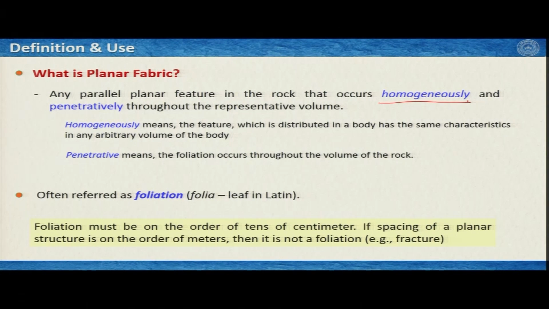To specify these 2 terms in particular, homogeneously means the feature which is distributed in a body has the same characteristics in any arbitrary volume of the body, and penetrative means the foliation occurs throughout the volume of the rock. So, that means if I have a planar fabric in the rock, and I cut at any direction of this volume of the rock, I should see the presence of the fabric. So, the trace of the fabrics should be present at any orientation except the plane it is occurring.